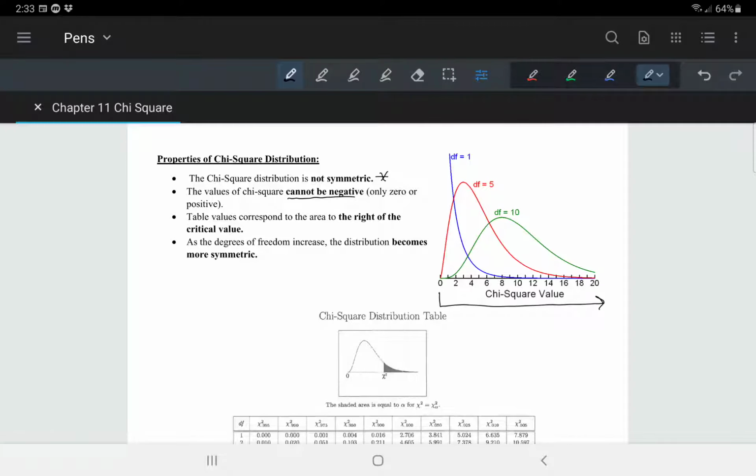Now, we'll calculate this from a table. And when you're using the table, you want to look to the right of the critical value.